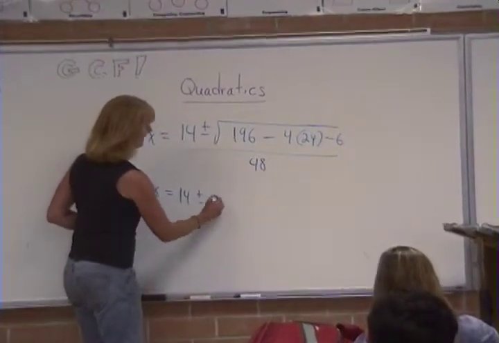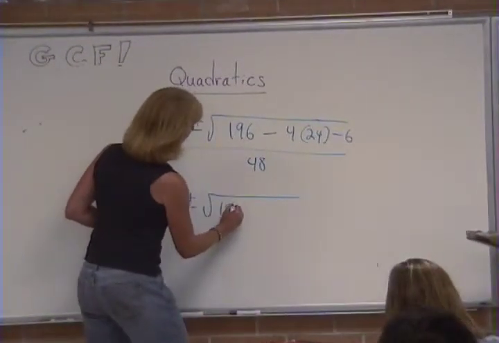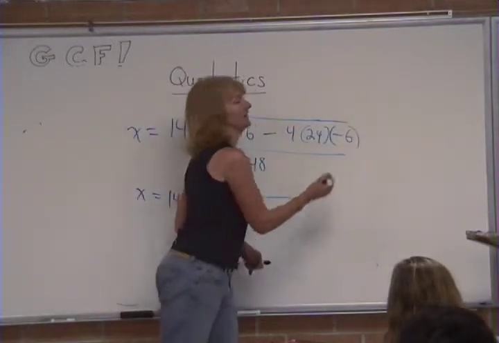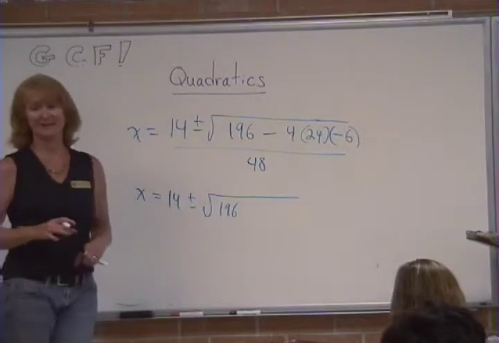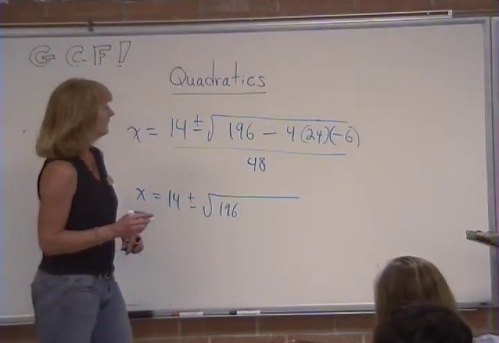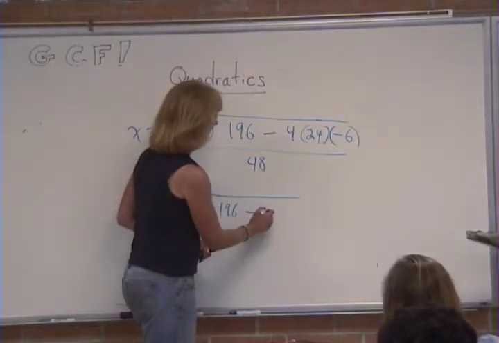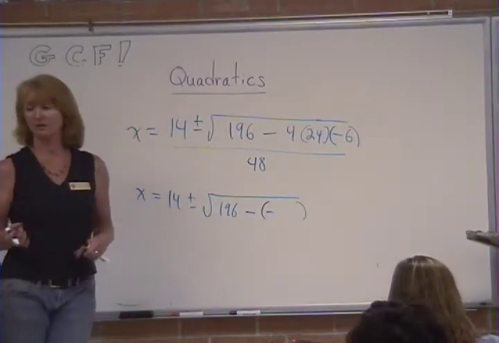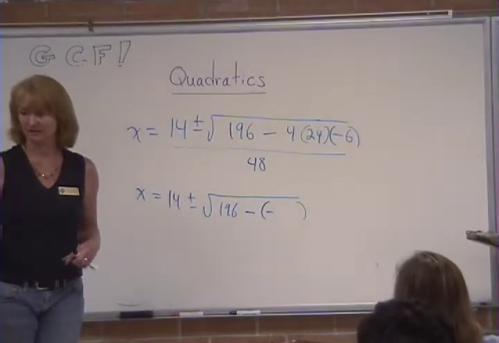14 plus or minus the square root of 196. Now, you've got a minus and a negative. You're subtracting a negative. What's going to happen? It's going to turn positive. For now, you've got a negative number right here: 4 times 24 times 6.